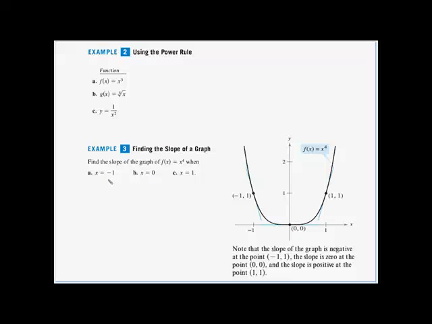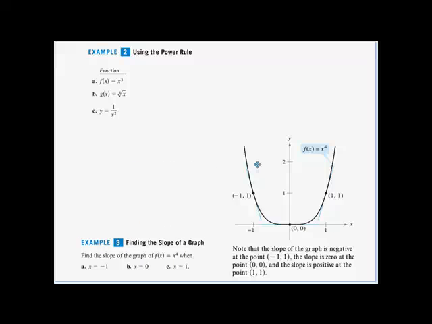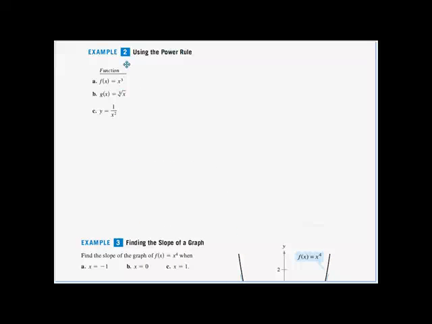Okay. So let's apply this. Example 2. Use the power rule. And actually, it looks like I should have left myself a little more room here. So use the power rule. Part A. F of x equals x to the 3rd. Oops, that's not a very good looking 3. So we take the derivative. We'll use prime notation here. F prime of x equals 3x squared.